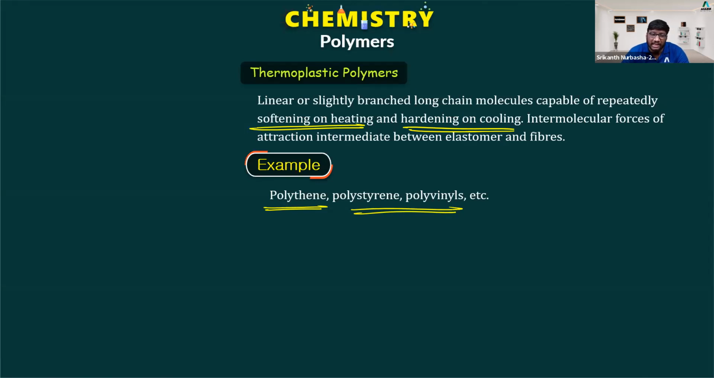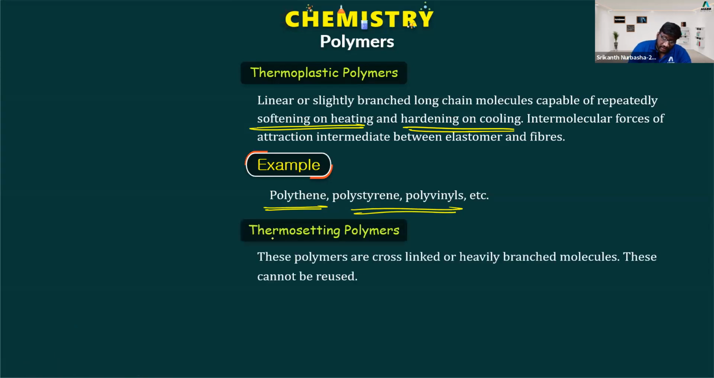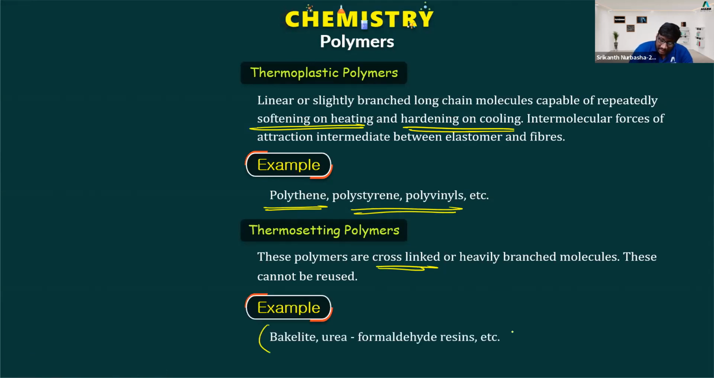And then the last category is thermosetting polymers. These polymers are cross-linked. Because of the cross-linking, they will be having very strong intermolecular forces and they are not going to be used again. So bakelite, urea formaldehyde, these cannot be reused. These are nothing but your thermosetting polymers. Because of the cross links, they have extremely high intermolecular forces.